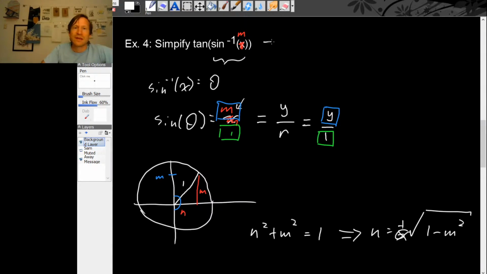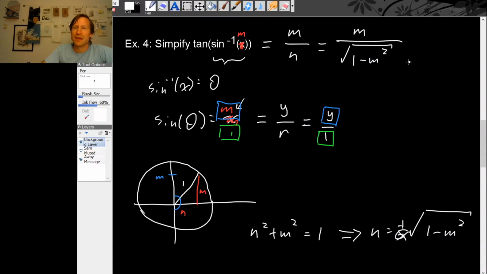Okay. Now that we have a picture of the situation, we can evaluate tangent on this diagram. Tangent is the vertical coordinate, which is m, divided by the horizontal coordinate, which is n. So remember, m is the variable we started with, so it's okay to have m's floating around. And in terms of n, it's the square root of 1 minus m squared.